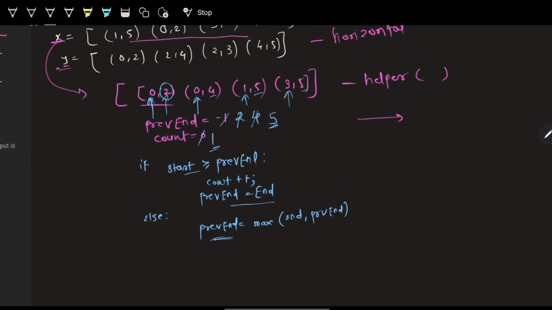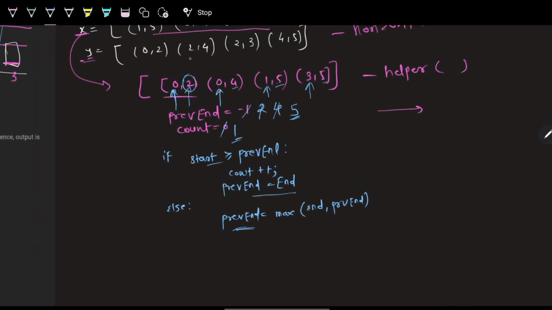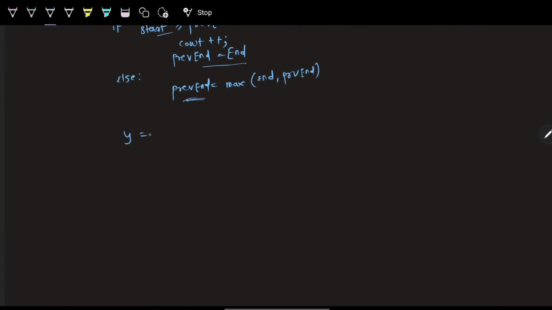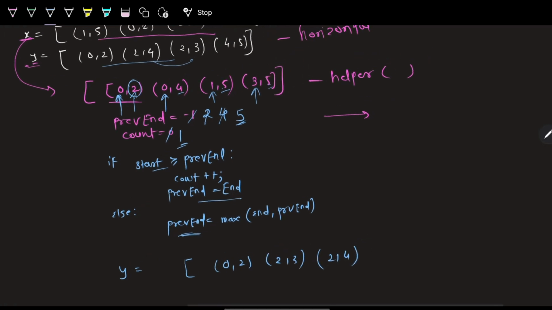Now let's try for the y intervals. For the y intervals I will sort it, and you can see it is already in sorted order. I just have to replace this. So my y intervals would be 0 2, 2 3, 2 4 and 4 5.